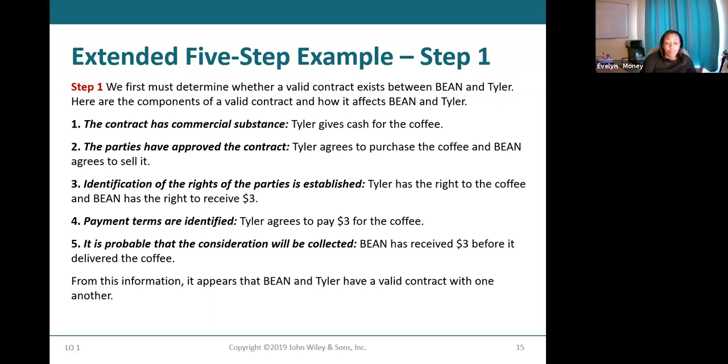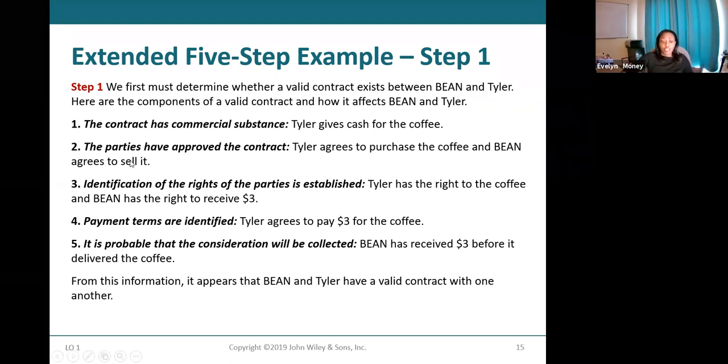So we can go through our 5 steps. In step 1, we have to make sure that a valid contract exists. These are the characteristics of a valid contract. First of all, the contract has to have commercial substance, or in other words, both parties should be in a better position as a result of executing this contract. Tyler's better because he gets coffee. The company Bean is better because they get money for providing the coffee. So there's an exchange where both parties are in a different economic position.